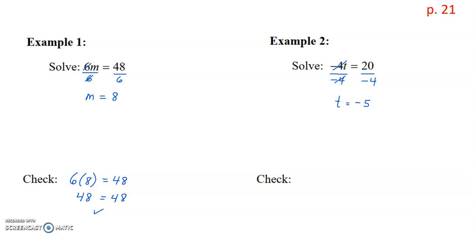and that gives us negative 5. To check, we substitute back in the original equation, putting negative 5 in replacement of t, and we see that negative 4 times negative 5 is a positive 20, so we know we have the right solution for t.